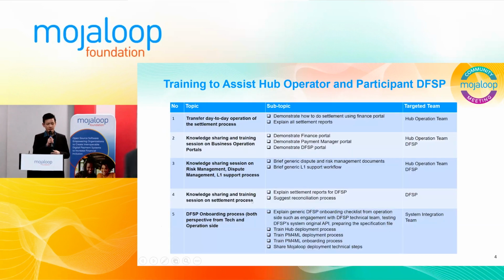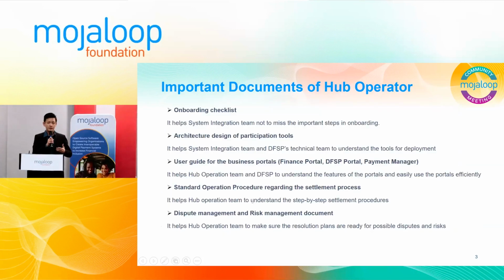These are some important documents. Of course, there are more documents, but here are some major important documents that you should know about as a hub operator. The first one is an onboarding checklist, which gives the system integrator all the details of onboarding if you want to be a hub operator. The second thing that we usually want to highlight is the architecture design. This is for the tech team, especially the system integration team. They should understand the tools for the deployment, so this is the document that we prepare.